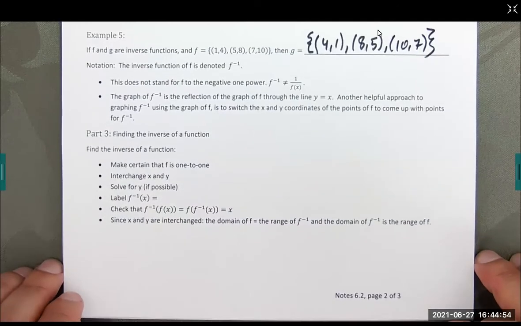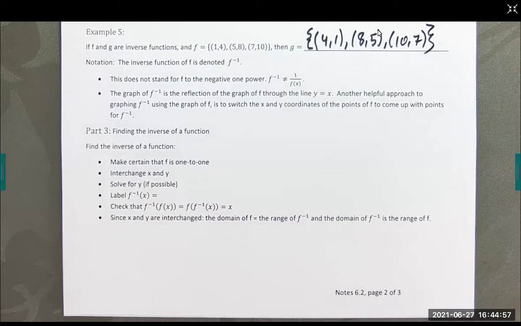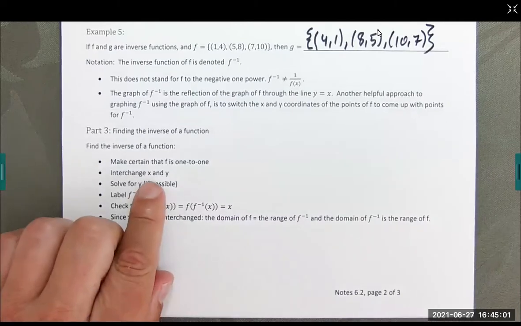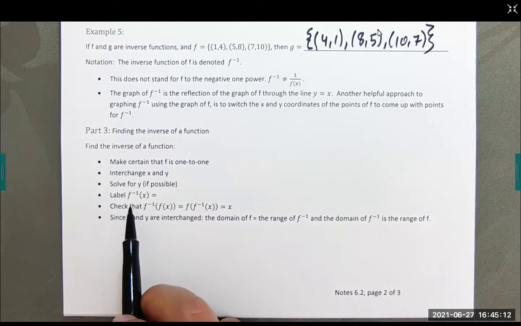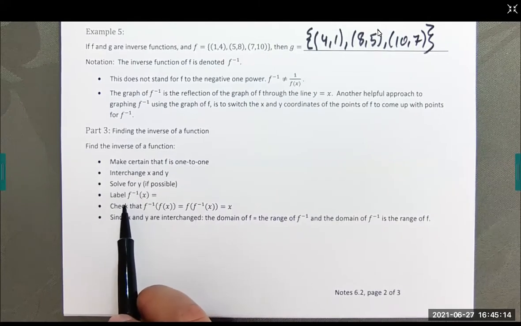And to find an inverse function of a continuous function, make sure that f is 1-to-1. Then you switch out the x and y's, and we'll do an example of that in just a moment. Solve for y if possible. The ones that we're doing will be. Replace y with f inverse of x. Again, that's not to the negative first. That's f inverse of x.